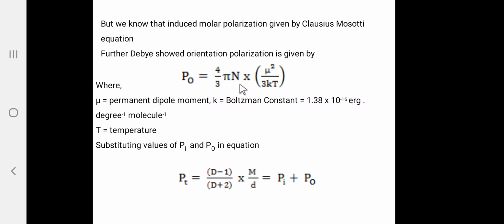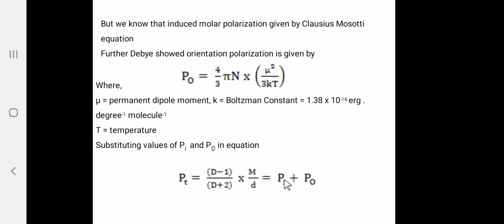So in this equation, mu is the permanent dipole moment, k is the Boltzmann constant and its value is 1.38 into 10 raised to minus 16 ergs per degree per molecule. Then N is the Avogadro number, pi is a constant, 3.14, and T is the temperature. So Pt is again equal to (D minus 1) divided by (D plus 2) into M by d, which is equal to Pi plus Po.